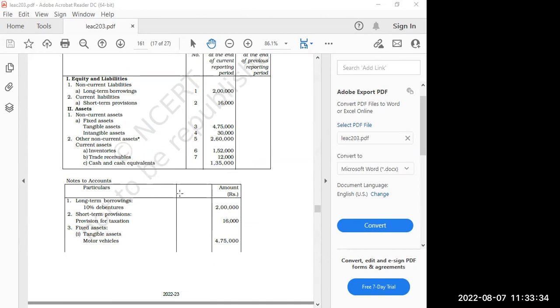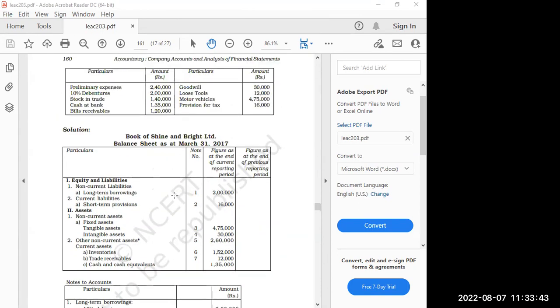Current assets. Under current assets, we have inventory. Inventory, how much is there? Inventory means stock in trade. Yeah, 1 lakh, 1,40,000. And are any other items there? Loose tools 12,000 is there. Loose tools 12,000. Put together it is 1,52,000. Inventories.